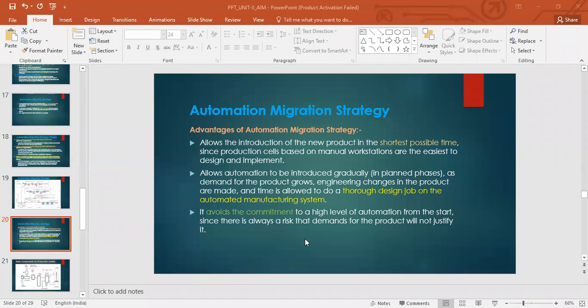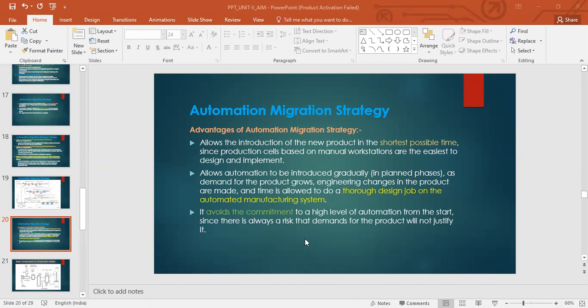Okay, so also it avoids the commitment to a higher level of automation from the start, since there is always a risk that demand for the product will not justify it. So there is no commitment involved, isn't it? Avoids the commitment to a high level of automation right from the start. So in the beginning, you're just looking at how the market responds. You're not giving a commitment that the product will sustain, right? You're not sure. That is why we are saying it avoids the commitment to a high level of automation right from the beginning. In the third phase, you're going for more level of automation, right?